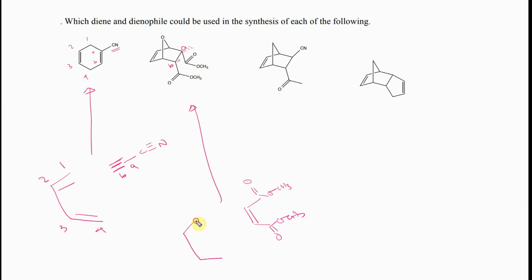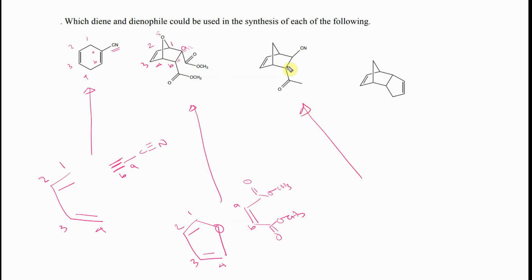And the other reactant is going to be your furan. So 1, 2, 3, 4, 5th position being an oxygen. So 1, 2, 3, 4, A and B, like that.